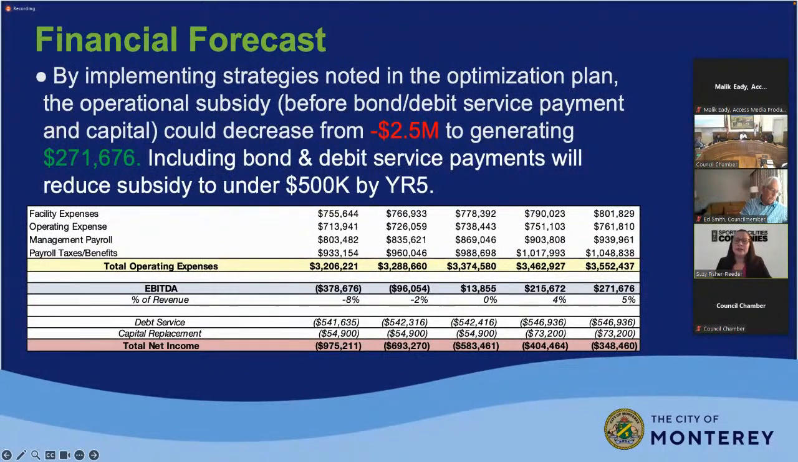Looking at the finances, by implementing the strategies noted in the optimization plan, the operational subsidy before the bond and the debt service could decrease from approximately $2.5 million to generating a positive return of over $270,000. That's in year five. We did complete a five-year pro forma with a 20-year outlook as well.